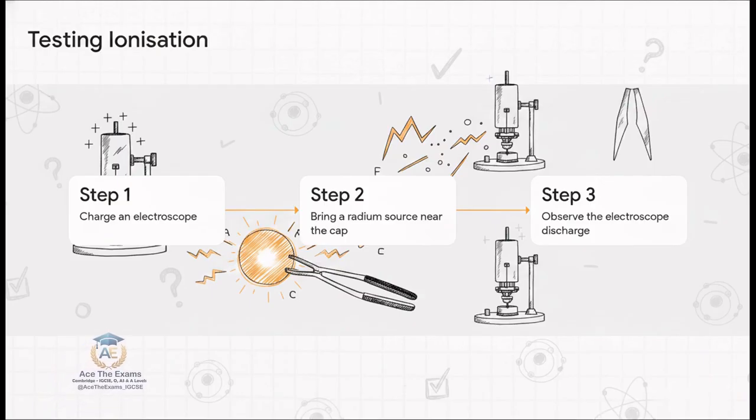What's happening is the radiation ionizes the air around the cap, neutralizing the charge, which literally causes the gold leaf inside to physically fall. It's a classic, highly testable experiment.